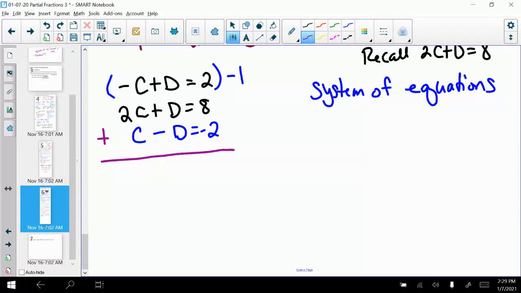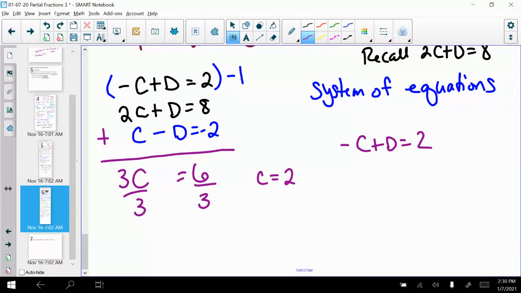Now if we add them together, we get 3C and then D minus D is 0 equals 6. Remember solving by elimination? So we get C equals 2. Now that we have C equals 2, we know that -C plus D equals 2. -2 plus D equals 2.